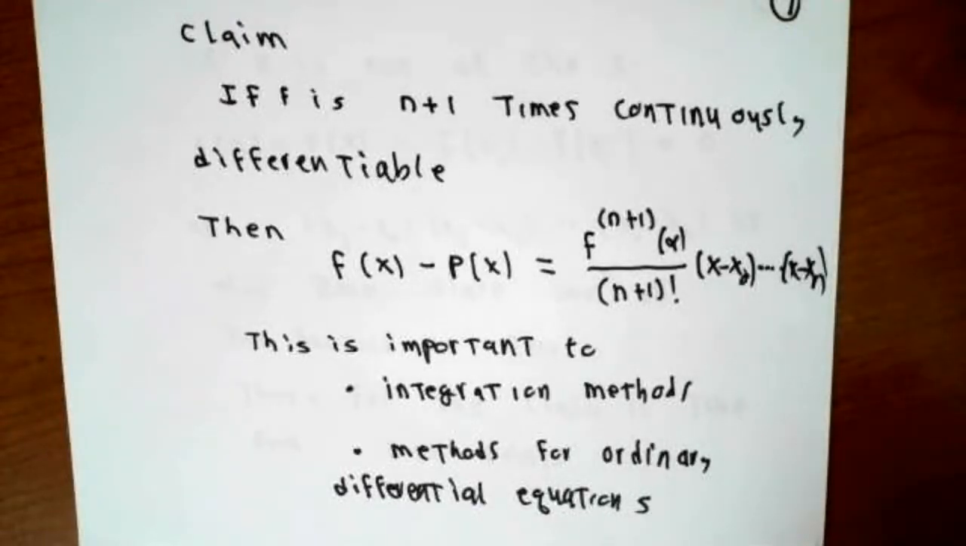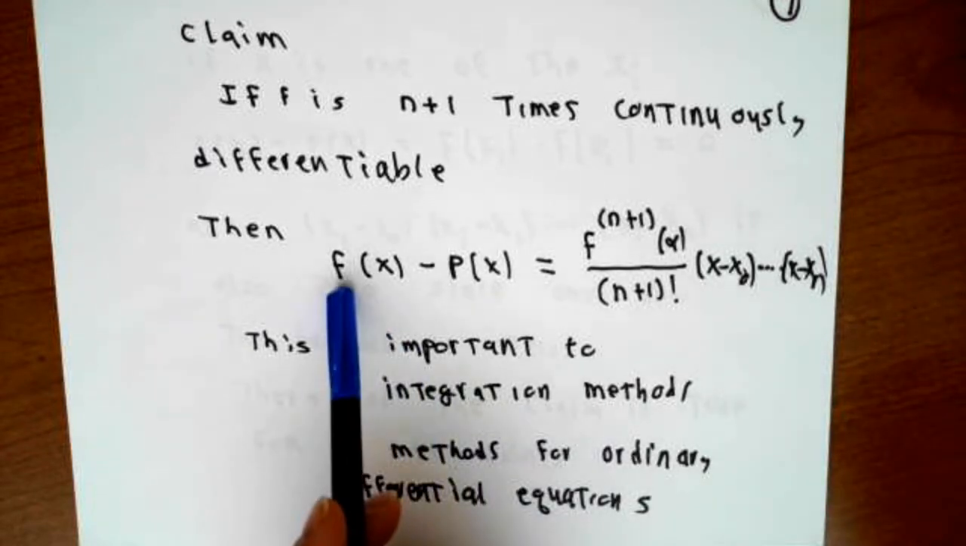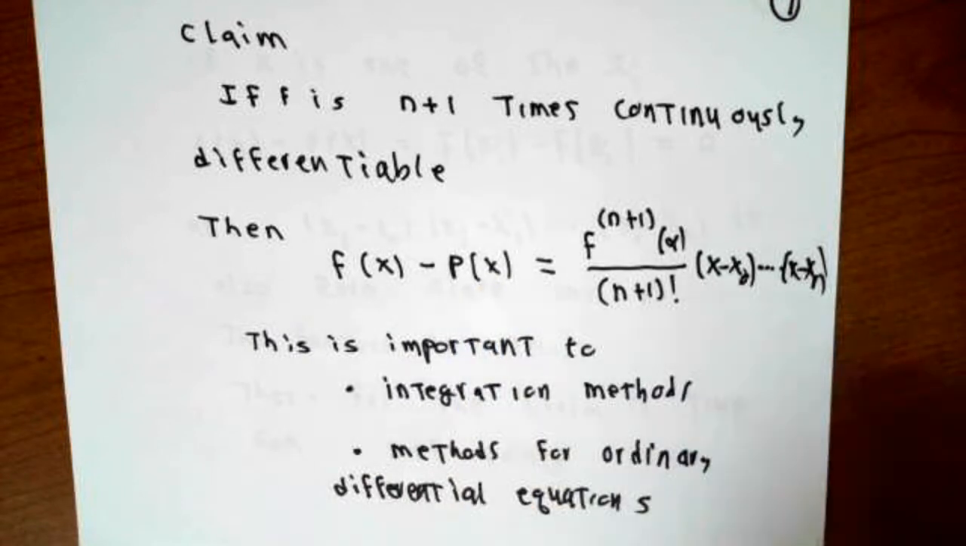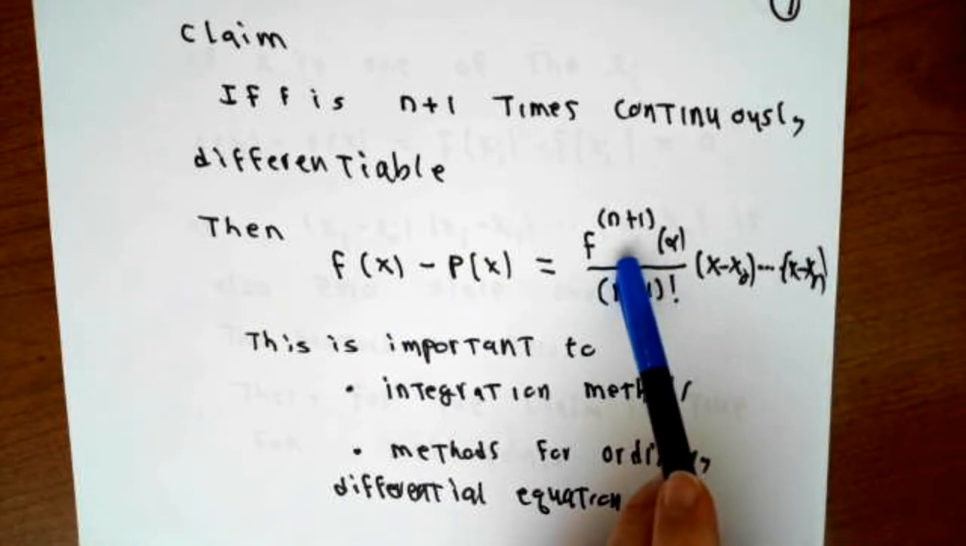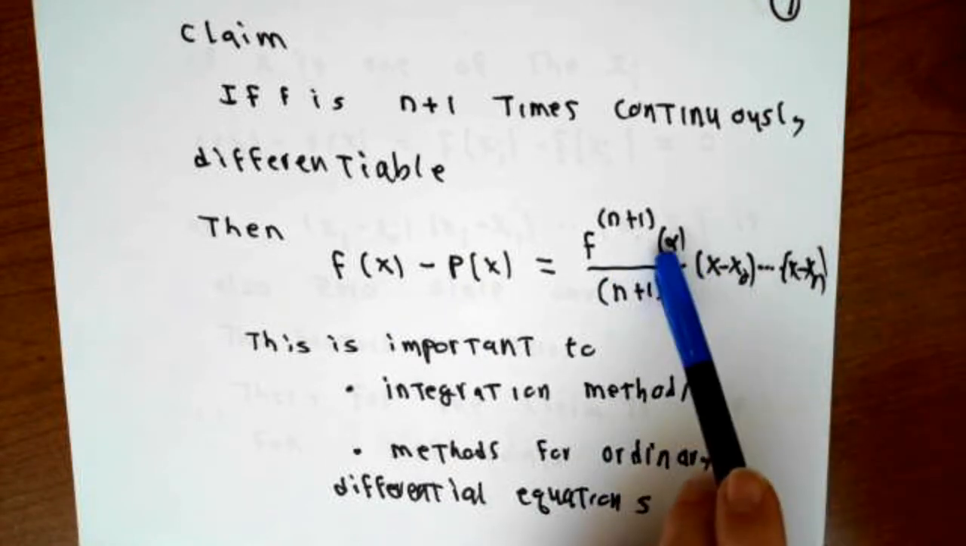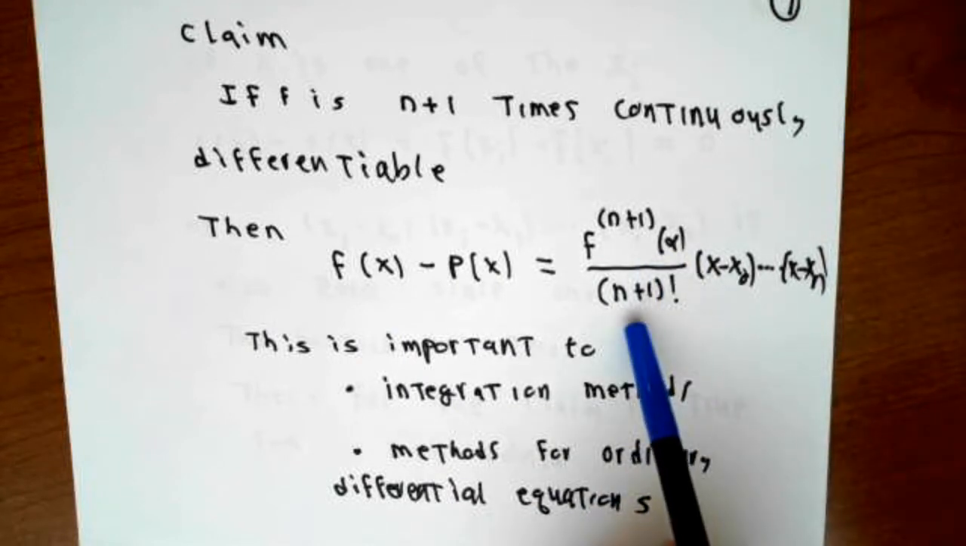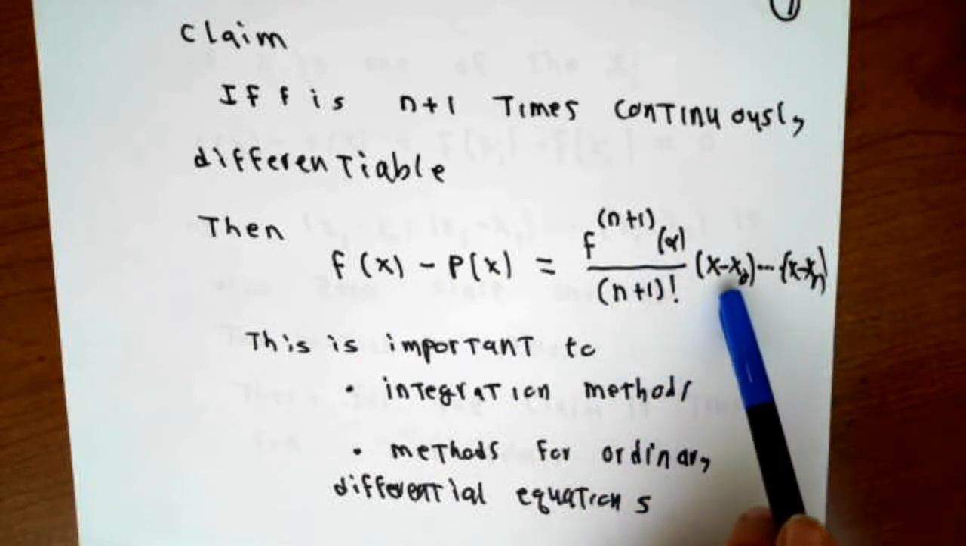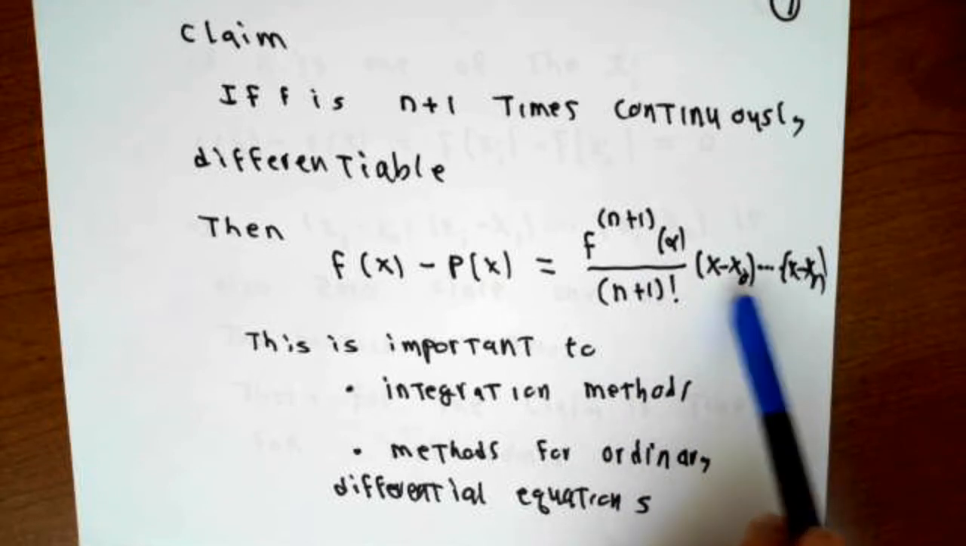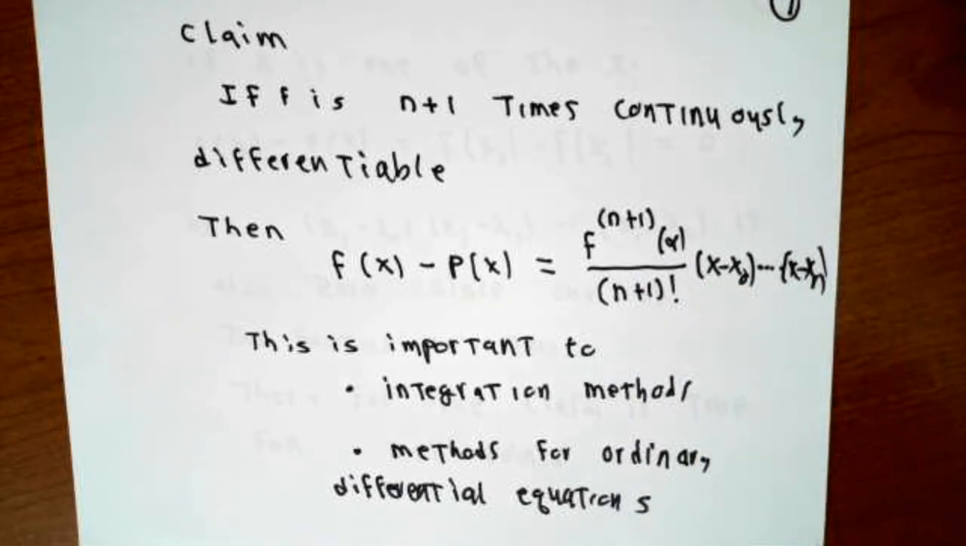I have a claim. If this function f has n plus 1 derivatives, if it's nice enough, then for any x value, the difference between f of x and p of x, this would be the error that I commit in approximating f of x with p of x, is exactly equal to the n plus first derivative of f evaluated at some number alpha, divided by n plus 1 factorial, multiplied by x minus x0 out to x minus xn.